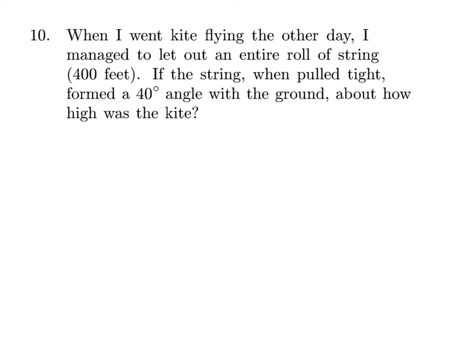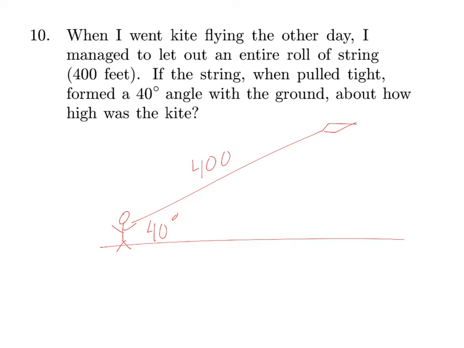When I went kite flying the other day, I managed to let out an entire roll of string, 400 feet. So this is you, you're standing there with the kite string. There's your kite, and you let out 400 feet of string. It formed a 40-degree angle at the ground. The kite was about how high? You're not really taking into account the person's height, it's just an approximation in this problem. They would have to give you more information if you wanted to figure out everything involving those details.